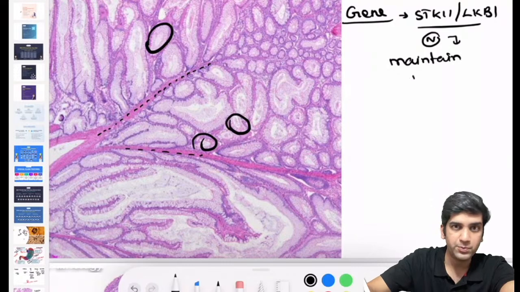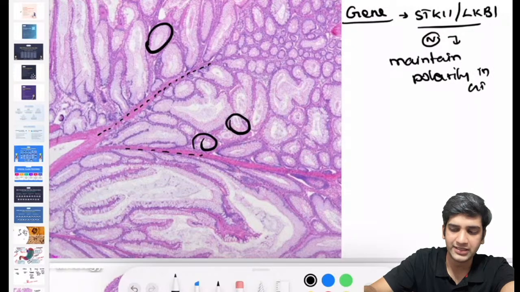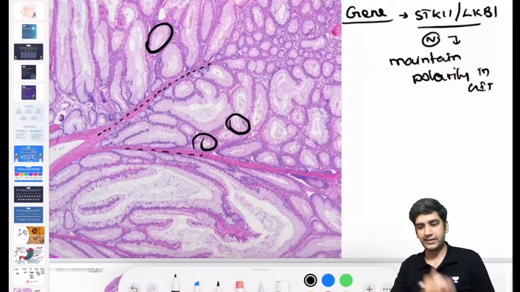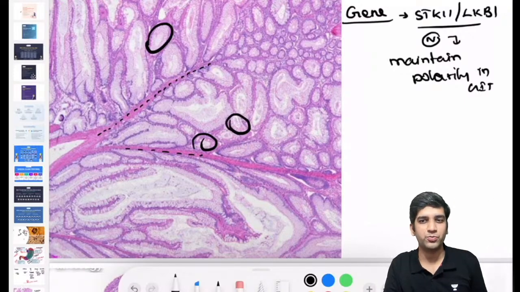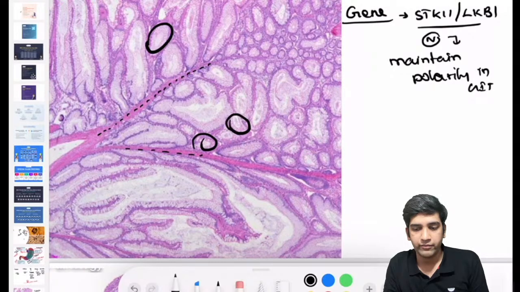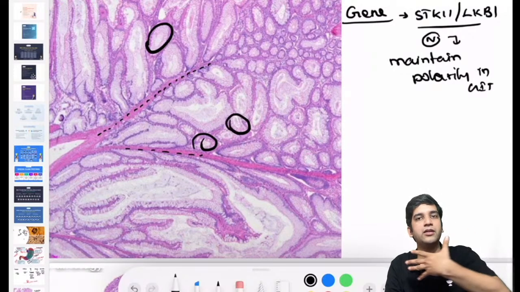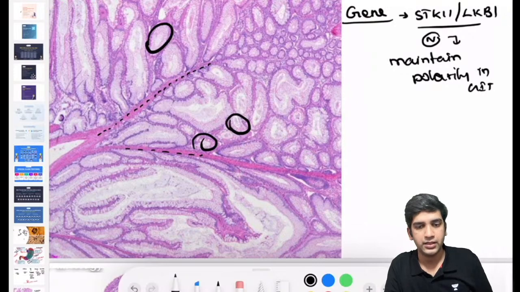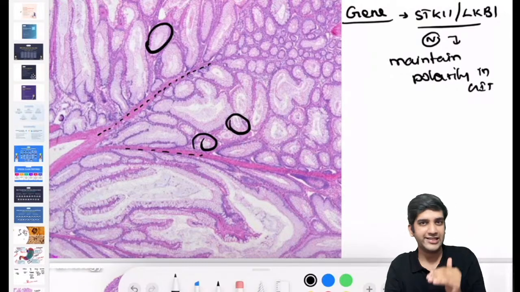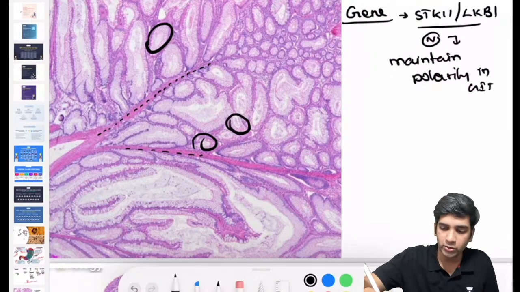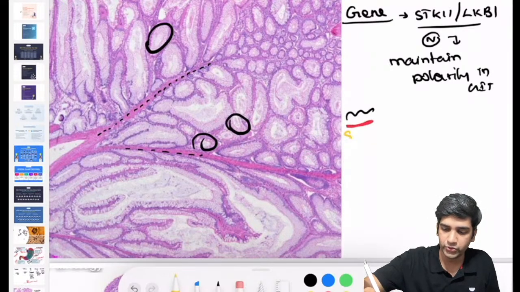Maintain polarity, especially in the GIT. To some extent in other tissue as well, but the main function is to maintain polarity, right? So we have to understand what polarity is in order to understand the microscopy and other features of Peutz-Jeghers syndrome as well. If I take a normal histology of an intestine, the topmost layer is mucosa, then submucosa, muscularis propria, serosa, right? That is polarity. That's my normal polarity of an intestine.